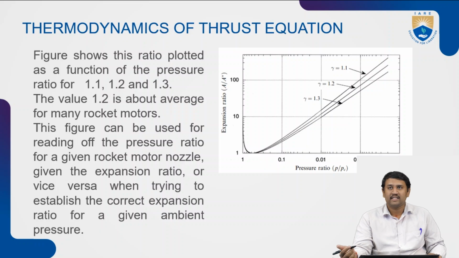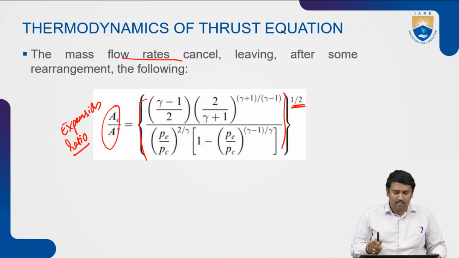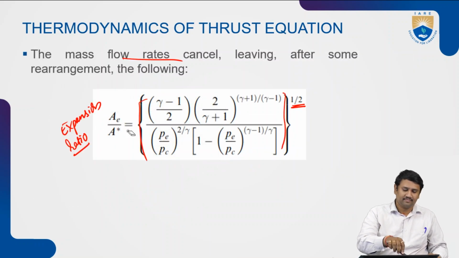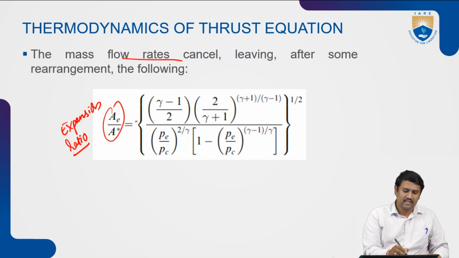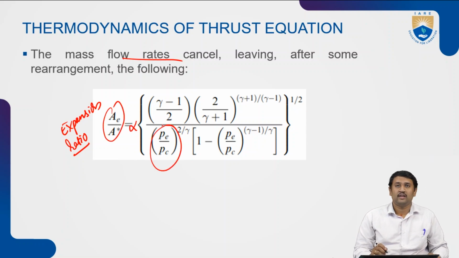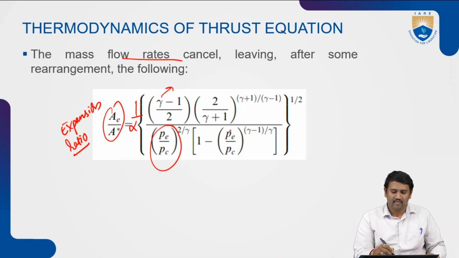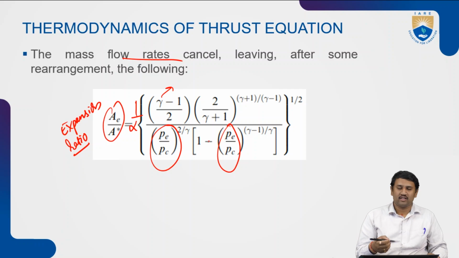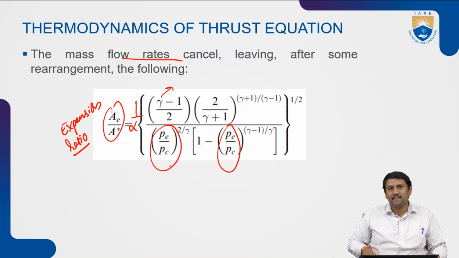Now, let us understand this. What is the effect of the expansion ratio in relation to the pressure ratio? From the formula, we can understand that the expansion ratio is inversely proportional to the pressure ratio. Gamma being the same, it will be inversely proportional to the exhaust pressure to combustion pressure, particularly the pressure ratio.